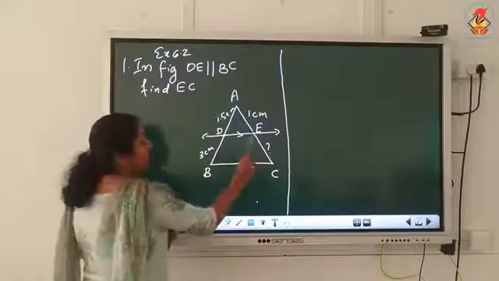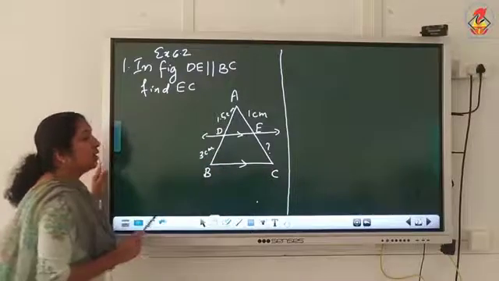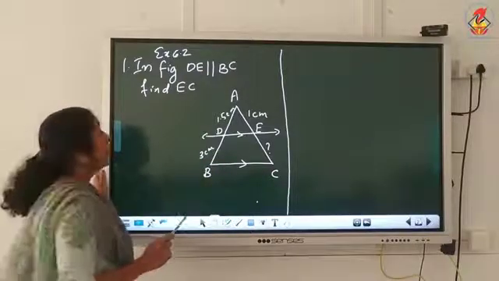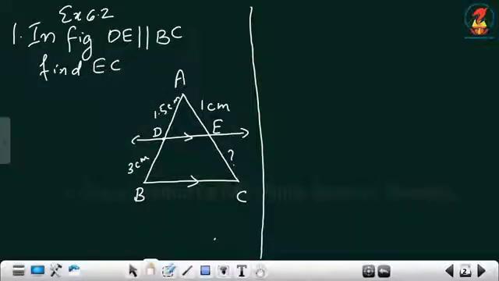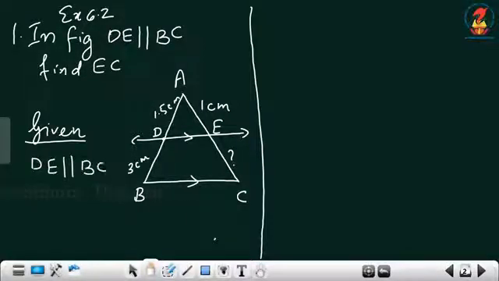If a line is parallel to the third side of the triangle passing through the other two sides, then the sides are in proportion. That is what we are going to use here. But before that, we have to write the given values. Given DE is parallel to BC. To find EC. Then we have to write the proof.